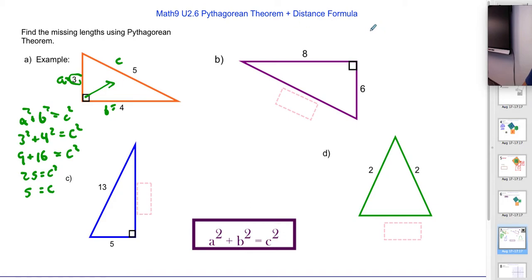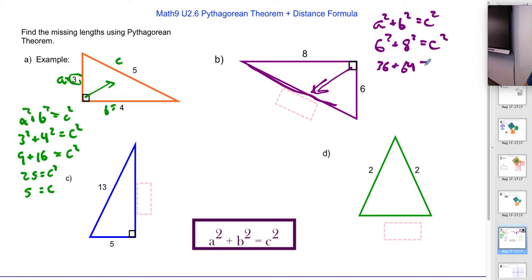Bad. We want the two short sides squared equals the long side squared. This is the long side because it's across from the 90-degree angle. So you get 6 squared and 8 squared equals the long side squared. This is 36. This is 64. And you get c squared. This is 100. Lo and behold, take the square root of both sides, and c should be 10, right? We just go square root, just like this, and c should be 10, and bam, there it is.